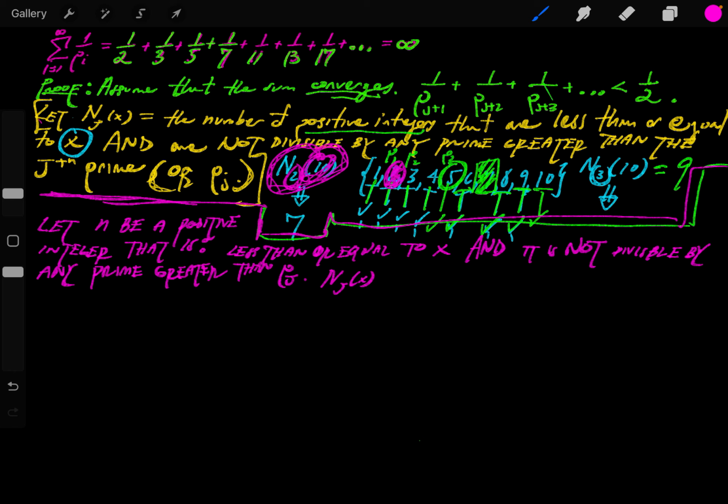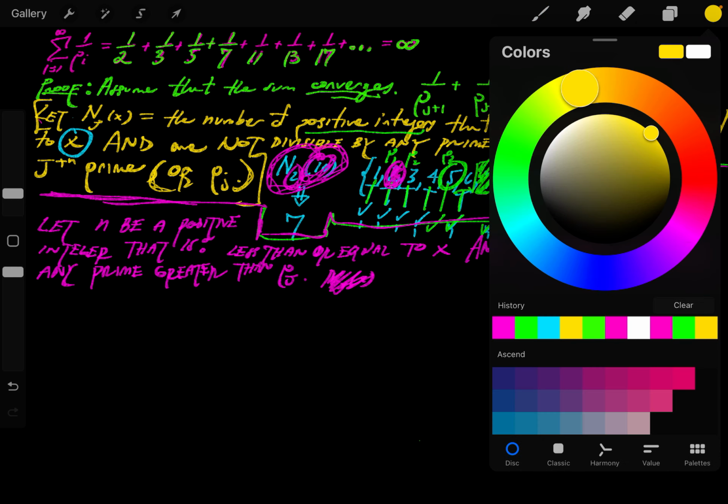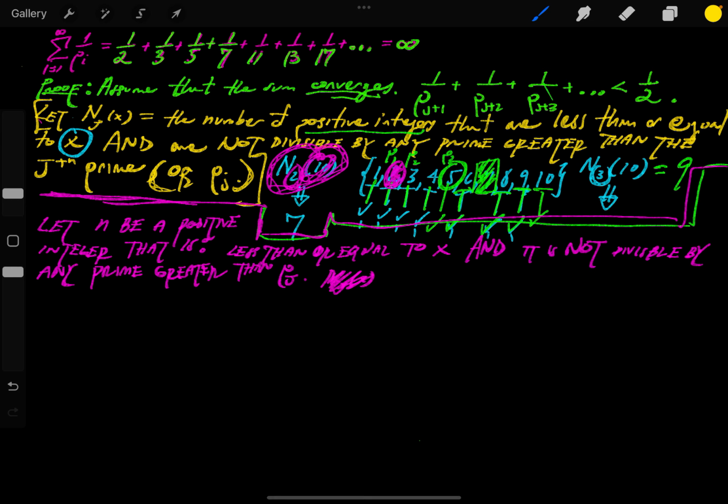Now, I want to come up with a maximum possible number of n that could be in n sub j of x. We need to remember that if I have some n that meets this criteria, that means it's in the count of n sub j of x. I can rewrite n. It's going to help us to first see that n is equal to p1 to the q1 times p2 to the q2 times, all the way down to p sub j to the q sub j.